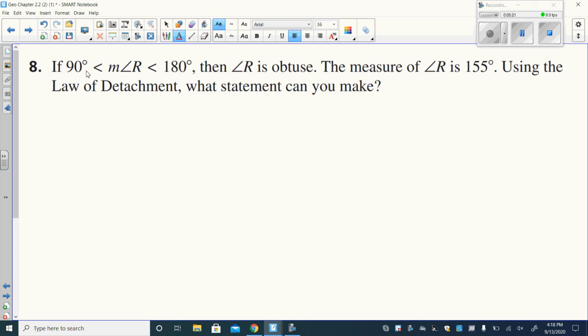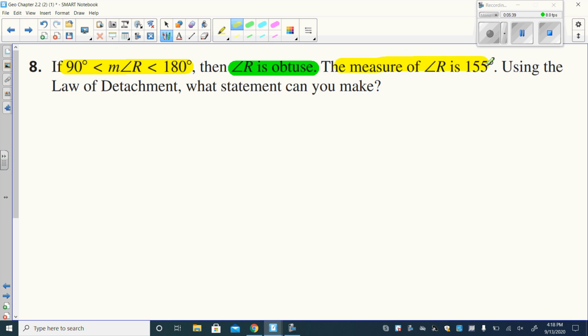If 90 degrees is less than the measure of angle R is less than 180, then R is obtuse. So our hypothesis is this right here. 90 is less than the measure of R is less than 180. If this is true, then R is obtuse. The measure of angle R is 155. Using the law of detachment, what can we say?